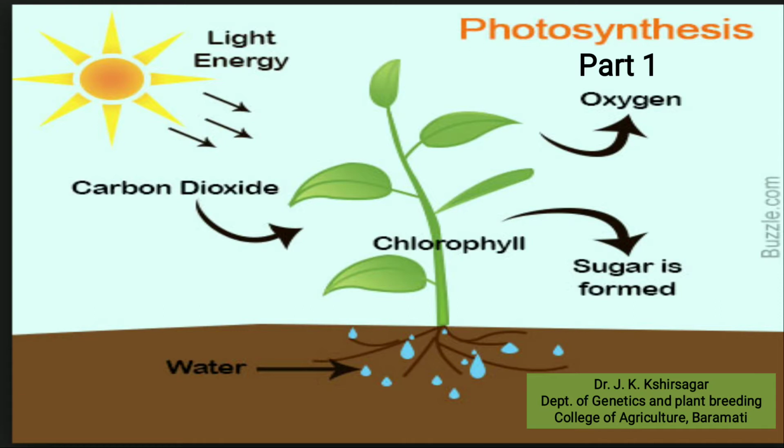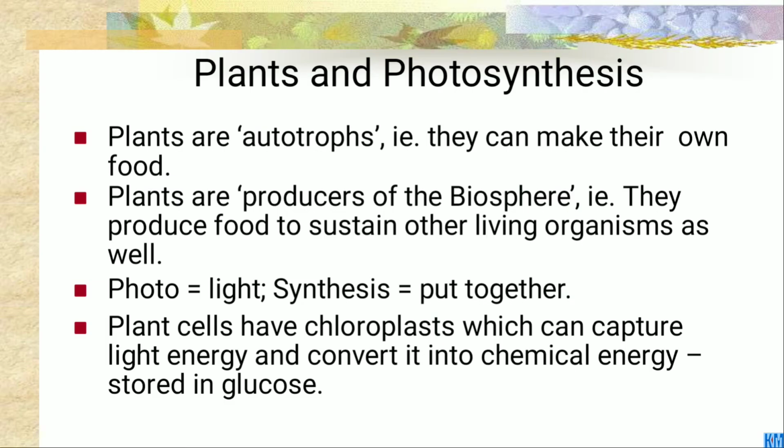Carbohydrates produced through photosynthesis constitute the basic raw materials which directly or indirectly give rise to all the organic compounds of virtually all the plants and animals. Plants are the autotrophs, that is, they can make their own food. Plants are the producers of the biosphere, that is, they produce food to sustain other living organisms as well.